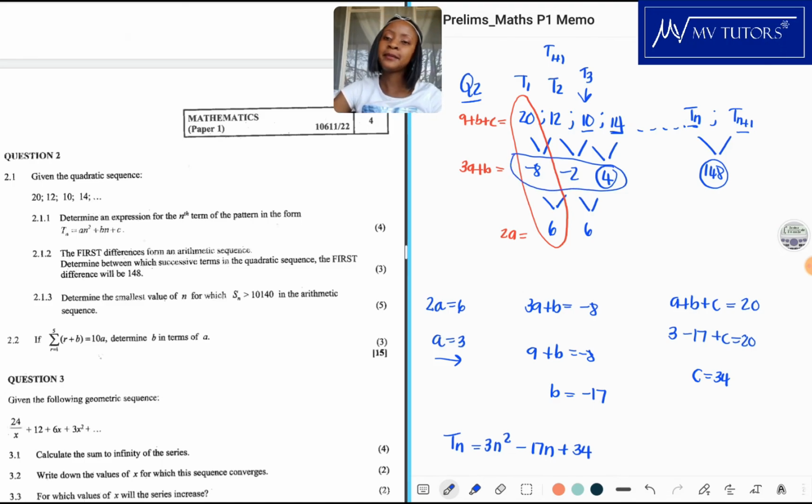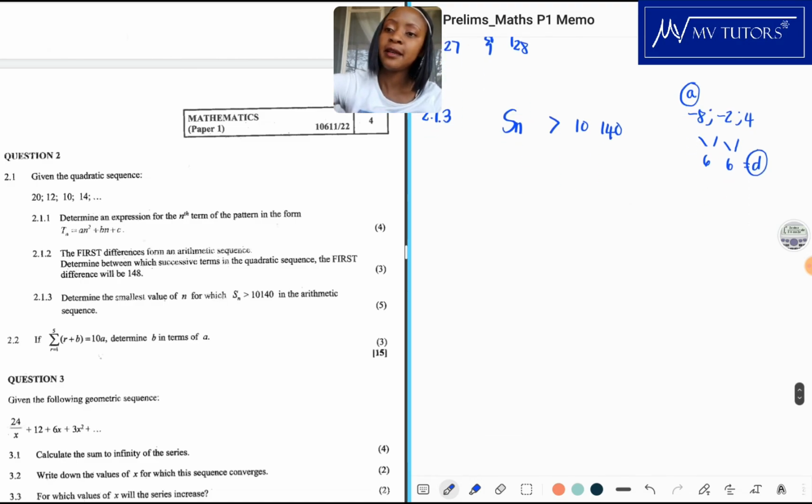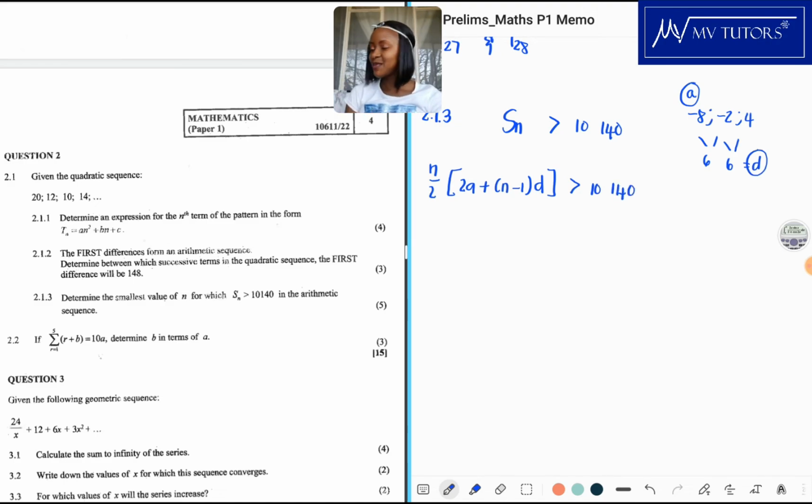So we have minus 8, minus 2, and 4, just put it on the side, and the common difference was 6. So that is d, and that is a. So the sum formula, basically that's n over 2 times 2a plus (n minus 1) times d, and that is equal to 10,140. So we are looking for n. We have a, we have d, so let's solve for n.